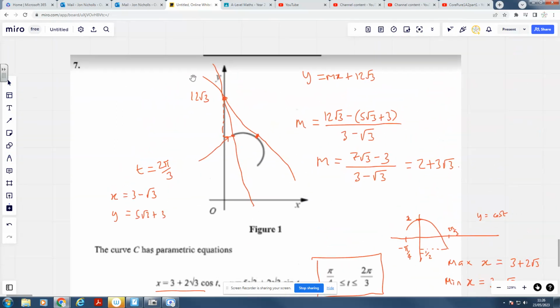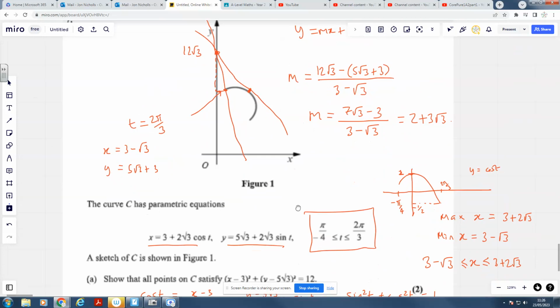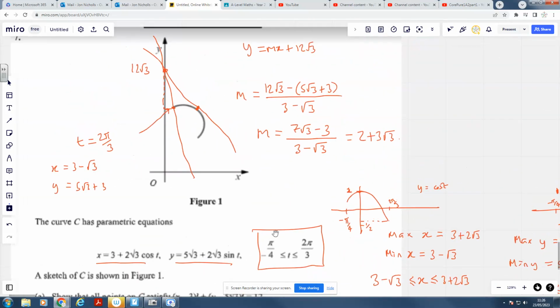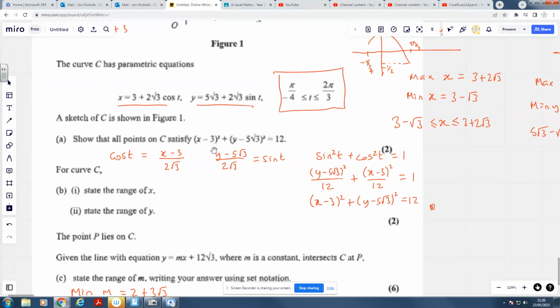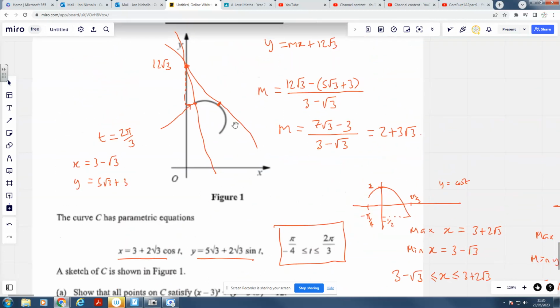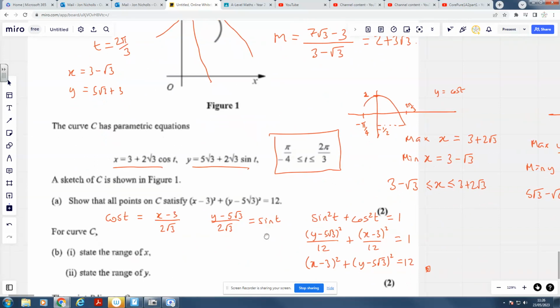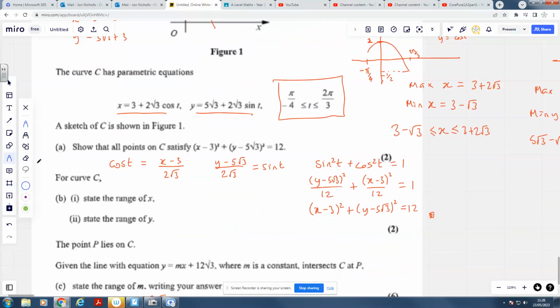Now, max m is going to occur where this line is tangent to that curve. And really, the best way of doing that is to actually look at your Cartesian equation and plug this line into the Cartesian equation, and then make sure that it's only got one repeated root using the discriminant. So that's what I'm going to do. So I'm going to plug in.